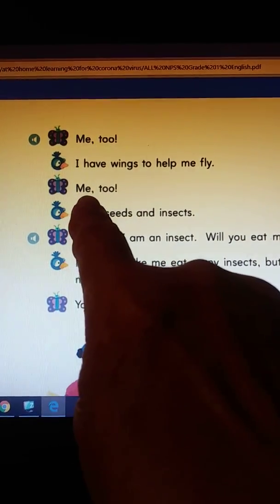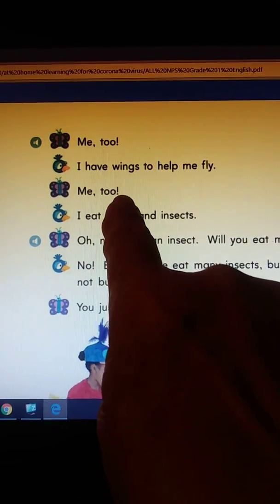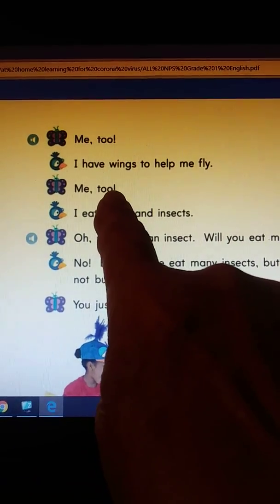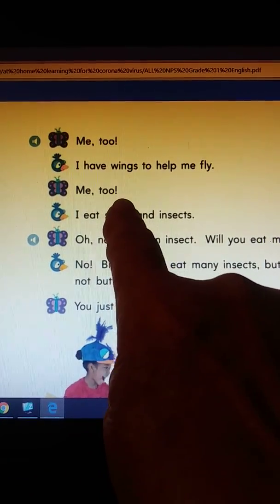A butterfly, "Me too." Look at that. After the word too, there is an exclamation mark, so that means we say it kind of excited.